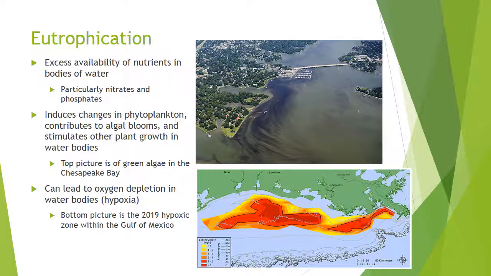Of nutrients in bodies of water. The nutrients are particularly nitrates and phosphates. The nutrients induce changes in phytoplankton, contribute to algal blooms, and stimulate other plant growth within water bodies. As you can see in the picture on the top right, that is green algae in the Chesapeake Bay.